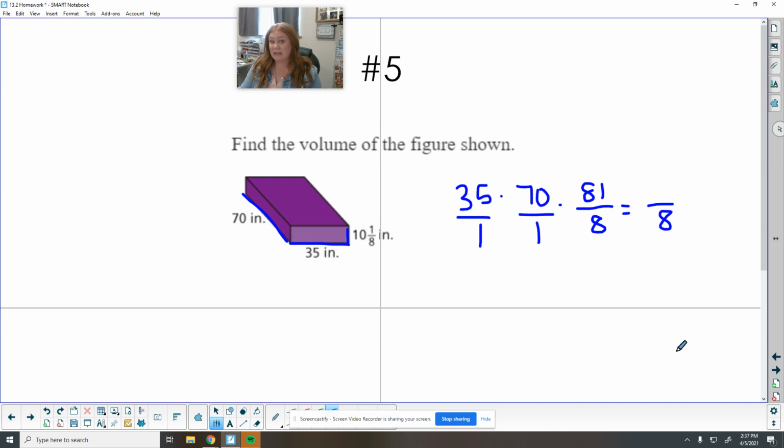I can tell you a little hint here is that your final answer is going to have 1, 2, 3, 4, 5 places, and then it's going to be something out of 4. So something thousand and something out of 4 when you simplify.